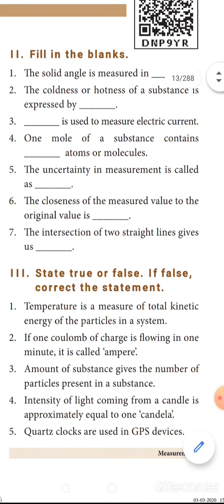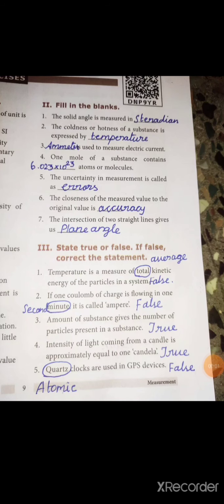Next, true or false? First one, temperature is the measure of total kinetic energy of the particles in a system. This is wrong because temperature is the measure of average kinetic energy. That is the correct answer. So the answer is false. The correct answer is average kinetic energy.